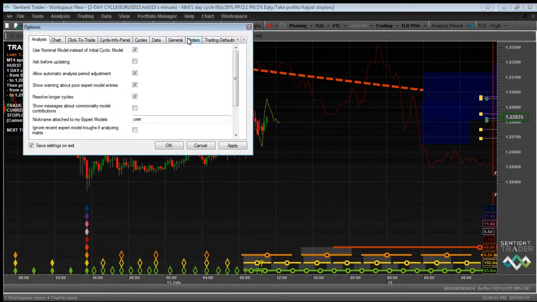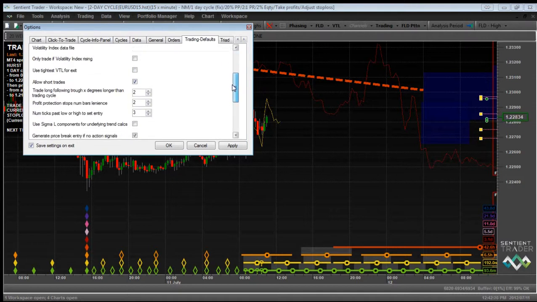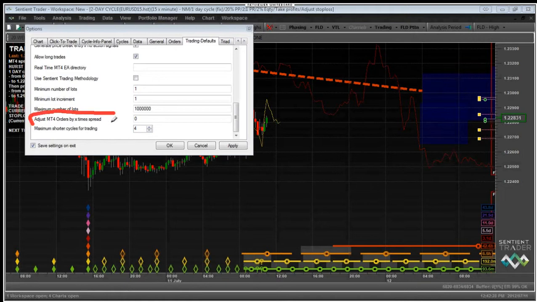How does Sentient Trader make trading decisions? Well, when you actually generate a trading order, if you go to your options and take a look at trading defaults, you will see Sentient Trader has a setting here somewhere. Here we go. There it is. Of course, you need the Trader edition of Sentient Trader, and it says here, adjust MT4 orders by X times the spread.